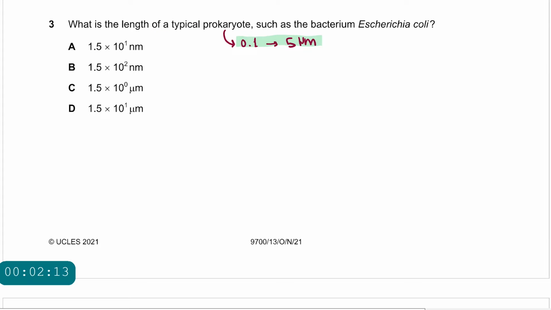Question number 3. What is the length of a typical prokaryote, such as this one? A length of a typical prokaryote is always from 0.1 to 5 micrometers. The only answer within this range is going to be C.